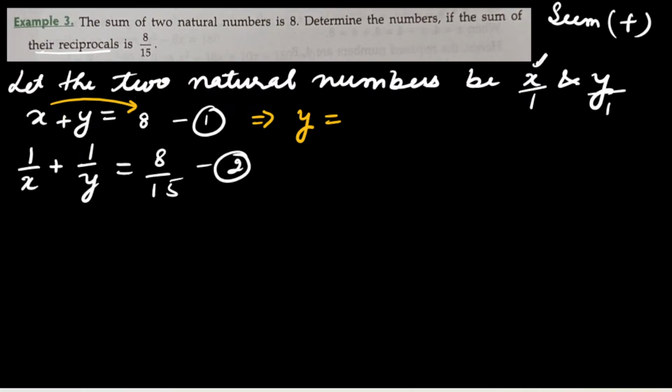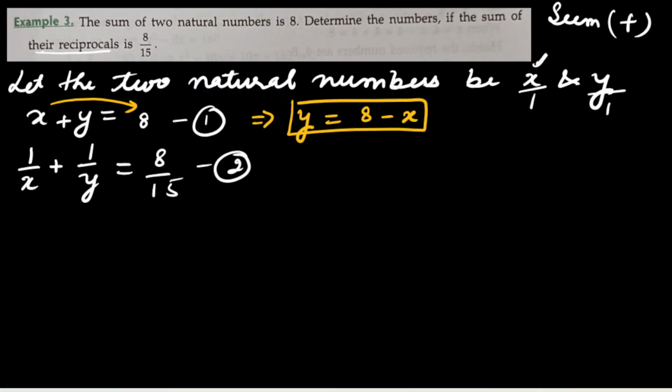So x I have to shift to other side. Because the equation is in one variable, from the first equation I am finding the value of y. So y is 8 minus x. And this value I will just substitute in the second equation.